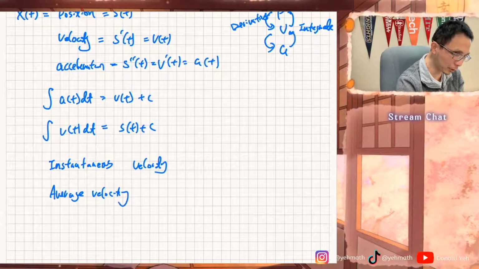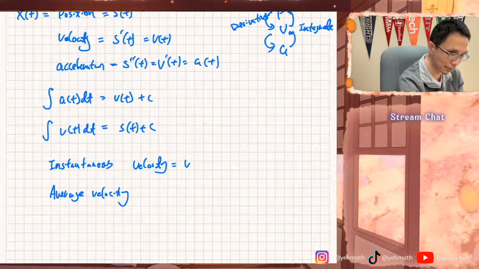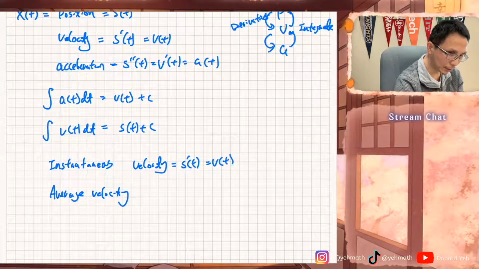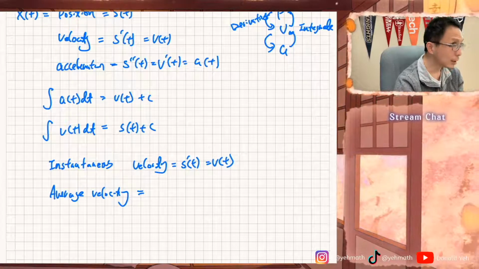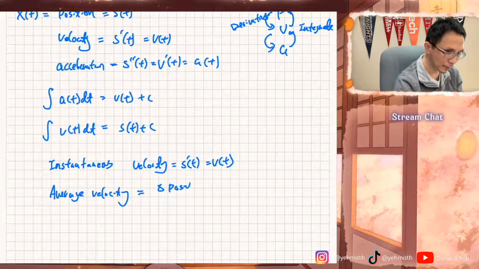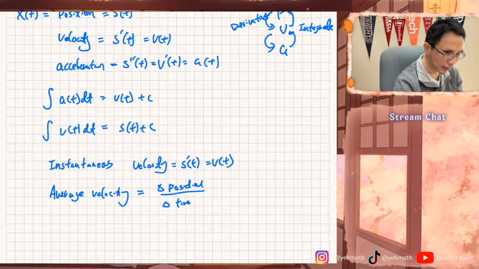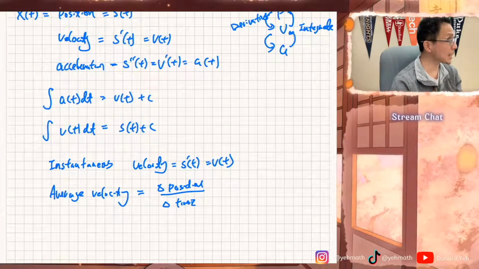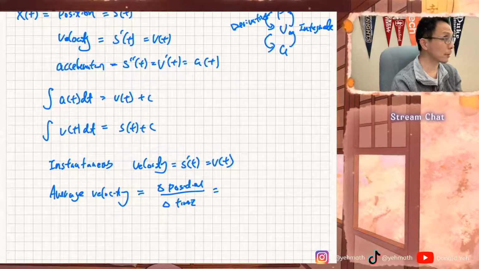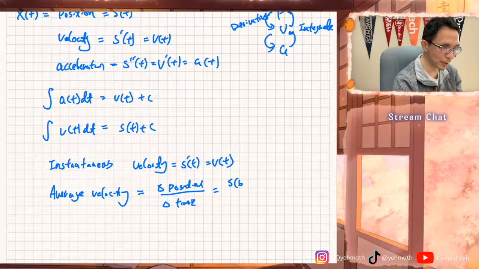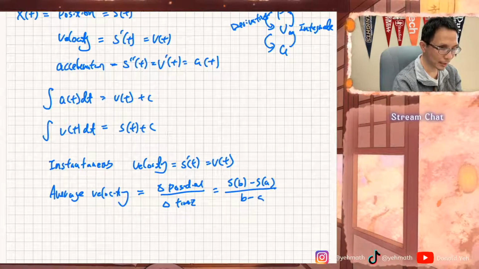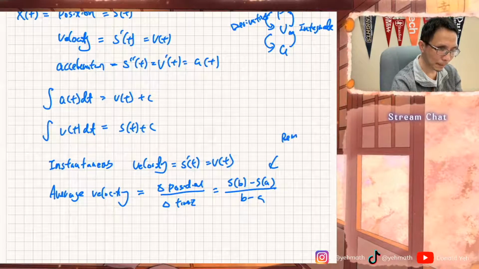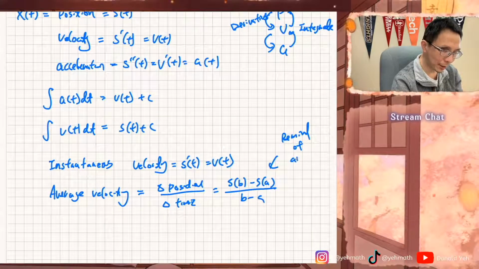And we both learned this before. We're gonna start with the instantaneous. That's just s prime of t, or v of t. Average velocity is gonna be the change of position over the change of time. Now, please know this, because a lot of people think average velocity is change of velocity over change of time, but it's actually change of position. So in terms of position, it's going to be s(b) minus s(a) over b minus a. It kind of reminds you of average rate of change.